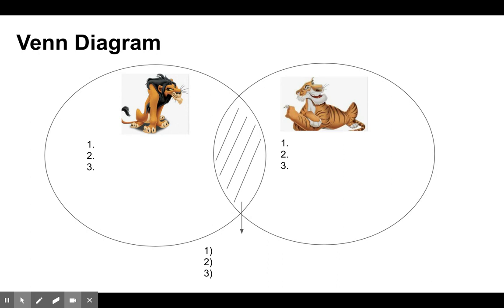Now, if I look at just the things that I notice about Scar, I'll write them down in his circle. So I notice he's a lion. I notice he has green eyes, and I notice he's from the movie The Lion King. Then I do the exact same thing with Shere Khan on the other side. I'll write down that he's a tiger. I'll write down that he has yellow eyes and that he's from the movie The Jungle Book.